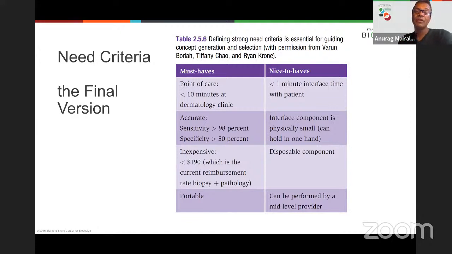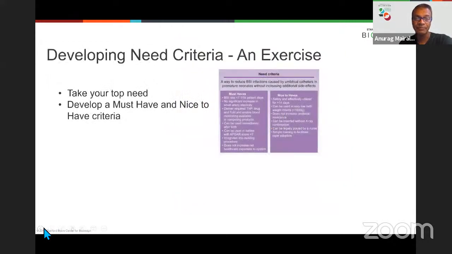Whereas nice to have, interface time should be less than a minute. So basically, it's like how you measure the temperature with infrared now, beep, beep, and then you call the temperature. So this is the nice to have. But even if you had to interface with the patient for all those 10 minutes to diagnose, that would have been okay. It wasn't a must-have. It's less than 1 minute. So this gives you an example of what must-have and nice-to-have criteria can be.